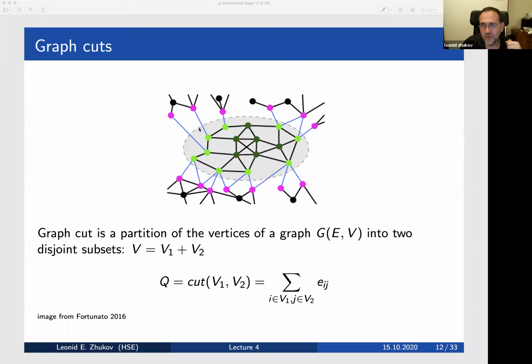Notice if I remove those blue edges, I separate this graph into two disjoint sets. One of them will be my community, and the second will be the rest of the graph. I assume that this is connected somewhere else to the bigger graph. Okay? And so the value of the cut is calculated as just the number of edges that you need to remove. Does this make sense?